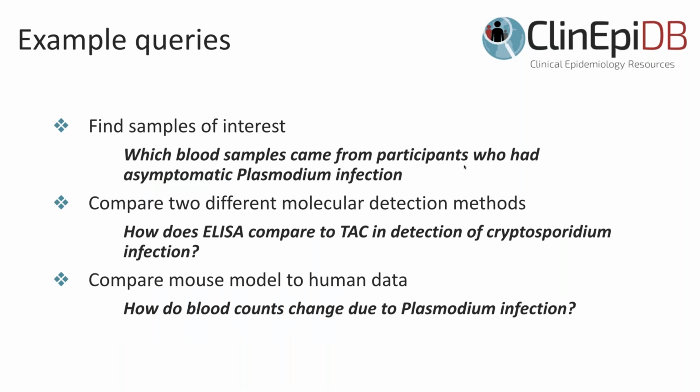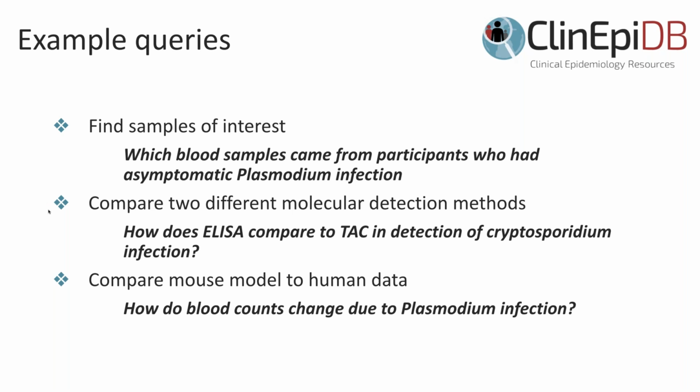So for today's demo, we're going to focus on a few different questions. And I've put together some questions that I hope are potentially of interest to this community. So one example is, if you are a researcher who has a specific question that you need human samples to interrogate, one potential thing you could do is use the data in ClinEpiDB to find potential samples of interest and then reach out to the study team to see if they still have those samples that you can then do your own tests and analyses on. So the question we'll ask there is going to be, which blood samples came from participants with asymptomatic Plasmodium infection? And we'll get into that in just a second.